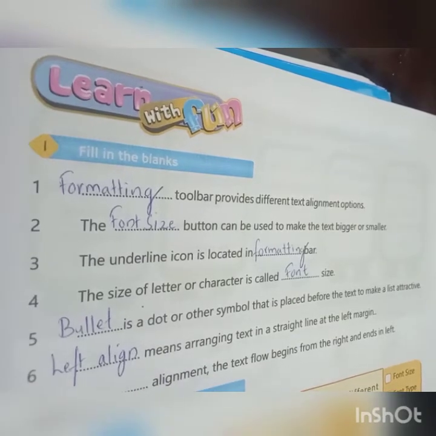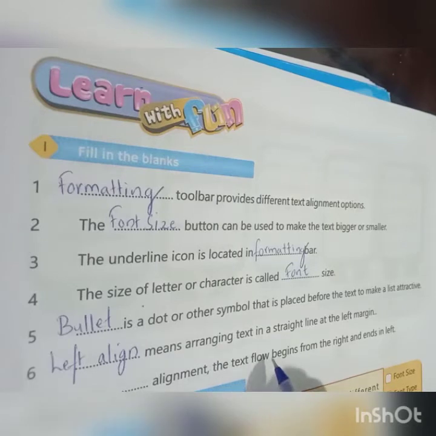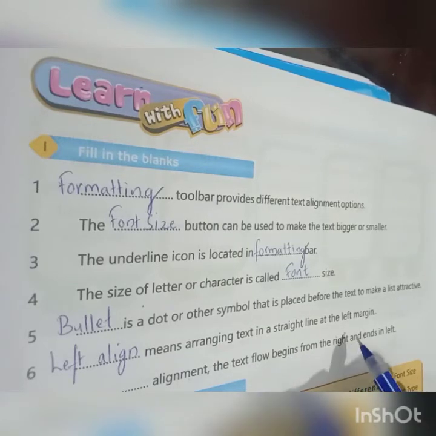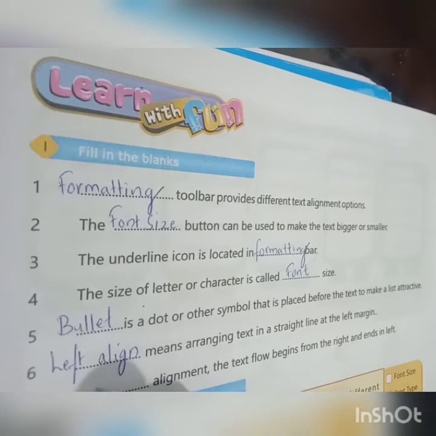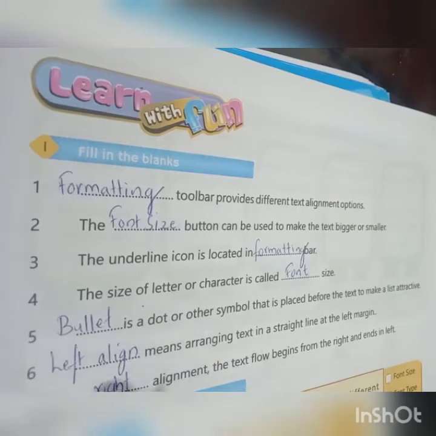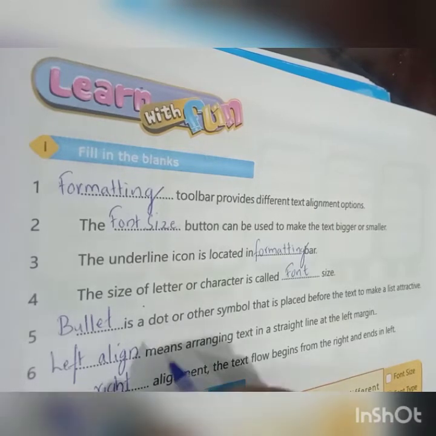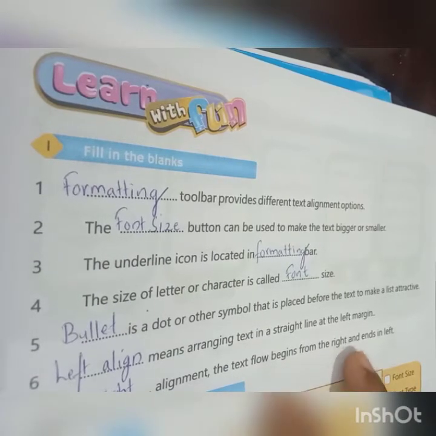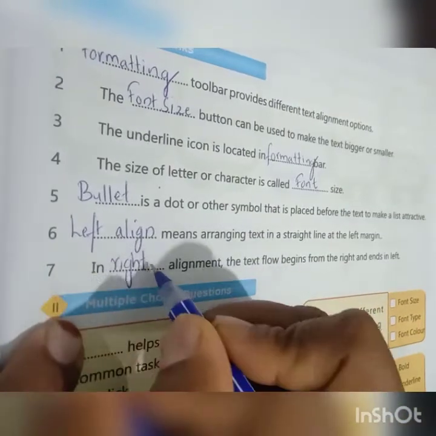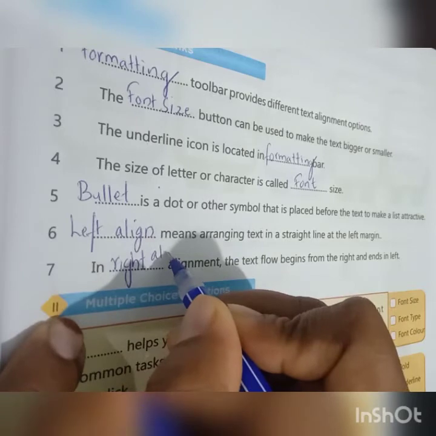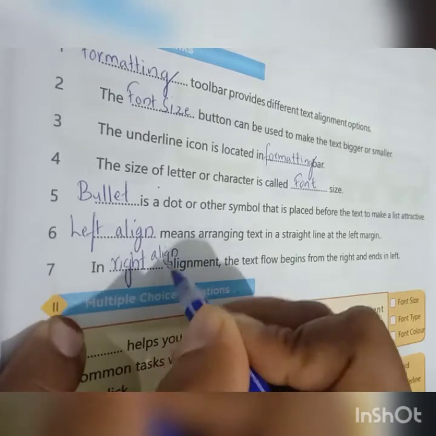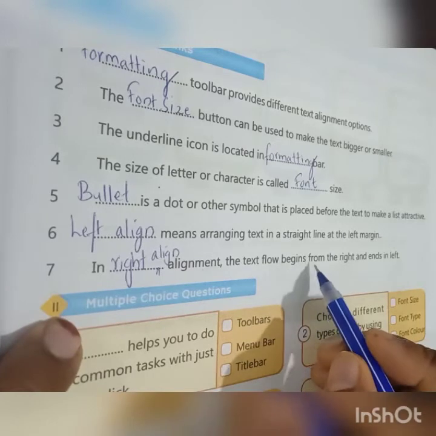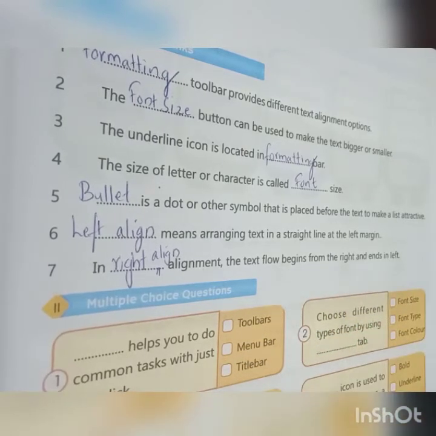A-L-I-G-N, align. In dash alignment, the text flow begins from the right. Right margin, that is right alignment. So right alignment. The text flow begins from the right and ends in the left.